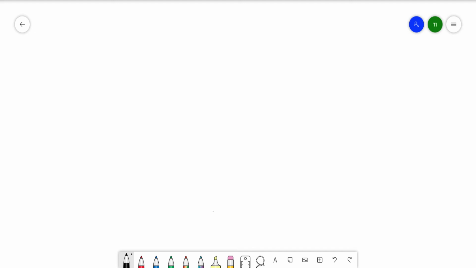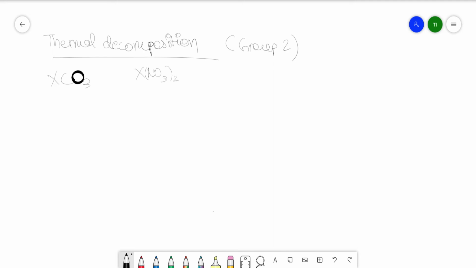Trends in thermal decomposition and solubility. So let's first talk about thermal decomposition. In your syllabus for thermal decomposition of group 2 with their respective anions, there's only 2. So there's group 2 carbonates and group 2 nitrates, X(NO3)2. And the reason why there's a 2 here is because NO3 is minus and the metal has an oxidation state of +2, and therefore 2 anions are required.